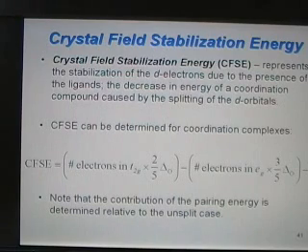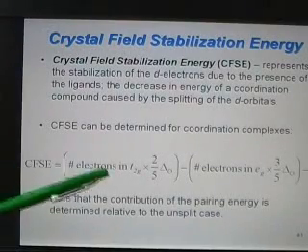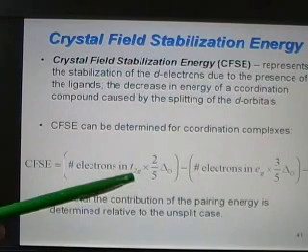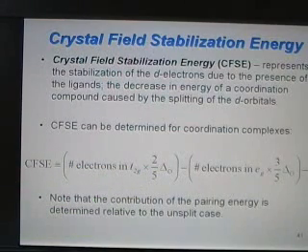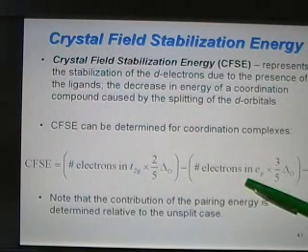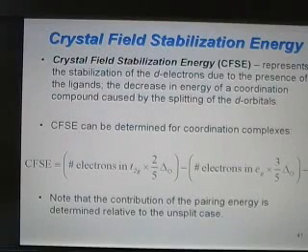So the crystal field stabilization energy can be determined for coordination complexes using the following formula. The crystal field stabilization energy is equal to the number of electrons in the t2g set times 2/5 of the crystal field splitting energy for an octahedral complex, minus the number of electrons in the eg set times 3/5 of the crystal field splitting energy for an octahedral complex, minus the pairing energy.